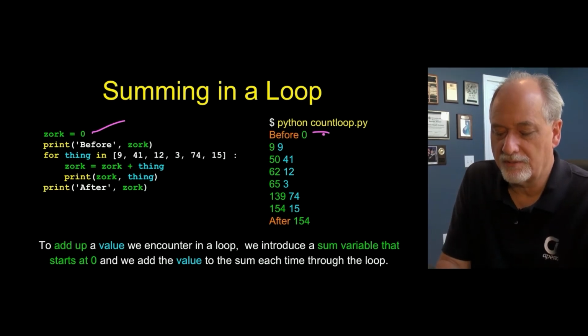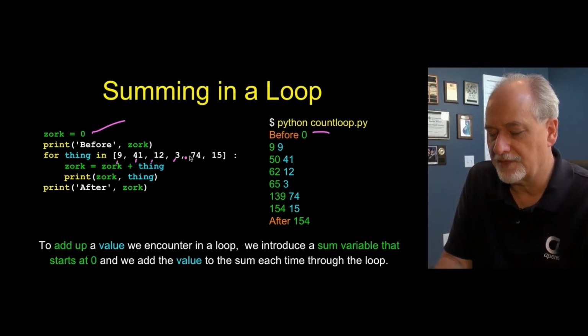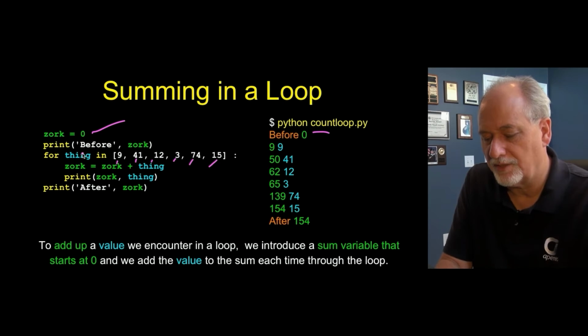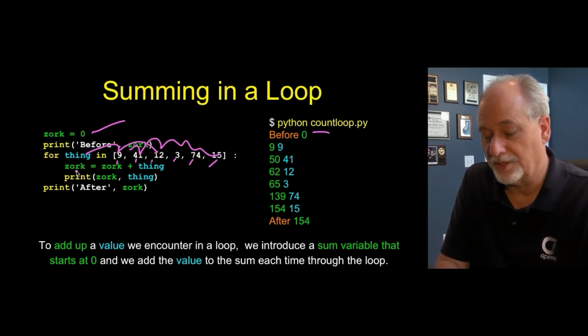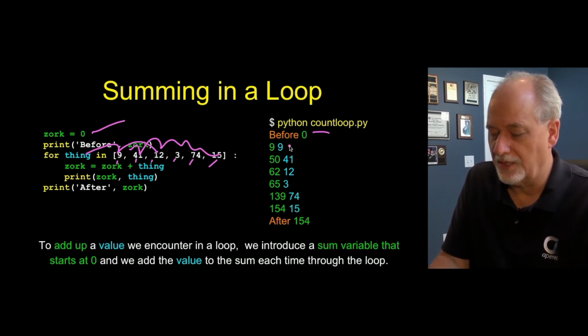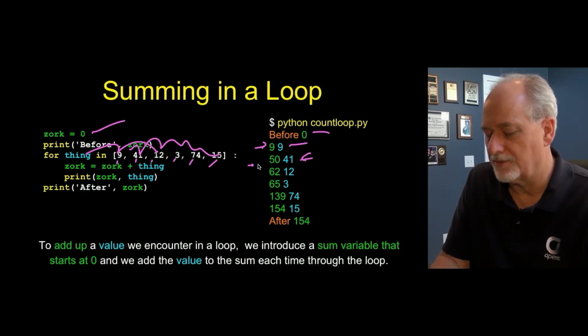And then we're going to run this 1, 2, 3, 4, 5, 6 times, and thing is the iteration variable. It's going to take on the successive values, and each time through we're just going to take our running total and add to it the thing we've seen. So we see 9 and the running total is 9. We see 41 and the running total becomes 50. We see 12, the running total becomes 62.